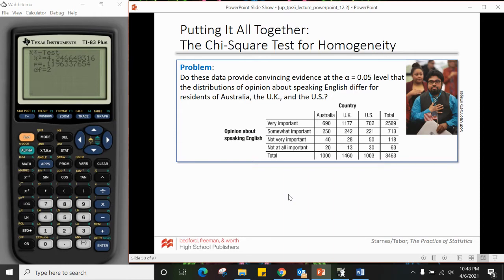So, problem: do these data provide convincing evidence at the alpha 0.05 level that the distribution of opinions about speaking English differ for residents of Australia, the UK, and the US? Remember, if it asks us if this data provides convincing evidence, it's telling us to do the four-step process and do the whole hypothesis testing.